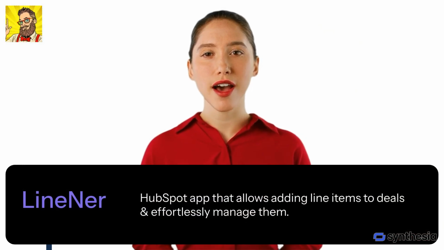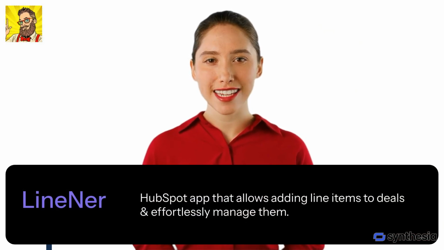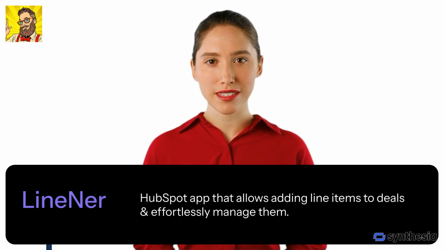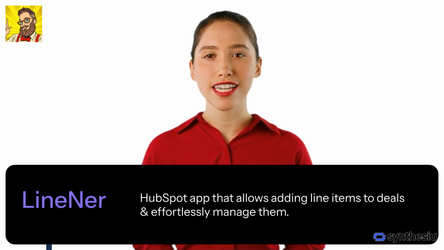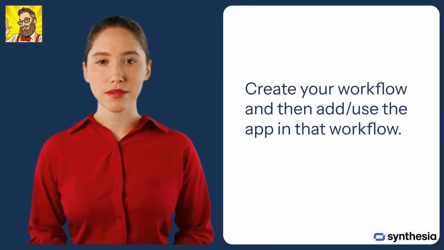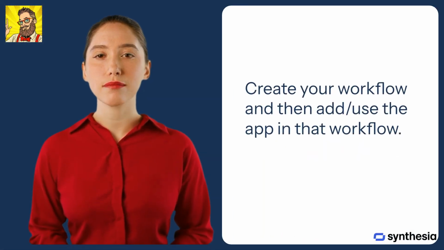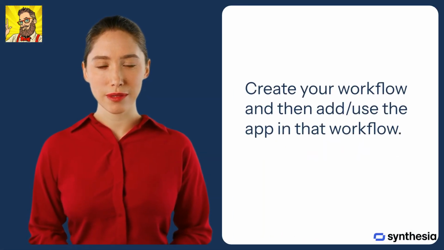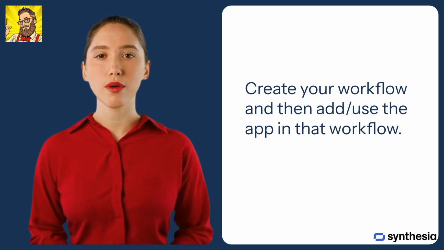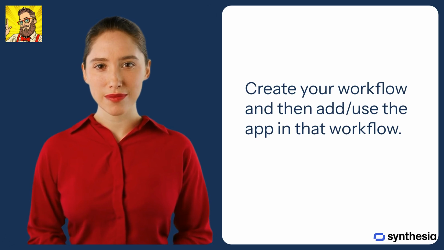So why choose Liner app? The Liner Add Line Item app allows users to effortlessly add line items to existing deals or make bulk updates to line items even after the deal has been established. Before you get started to work with the app, make sure you've got your workflow ready to go in HubSpot. To get started with Liner, you'll need to set up your workflow and then add the app to it.